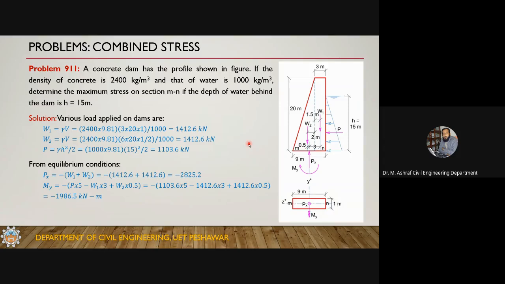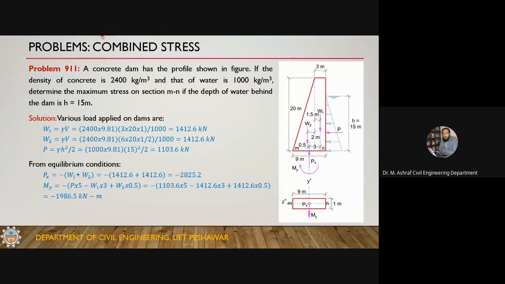Okay, so this is also another practical problem. You will also study the design of retaining structures. A dam is a retaining structure. It retains the pressure of water. So this is a retaining structure.